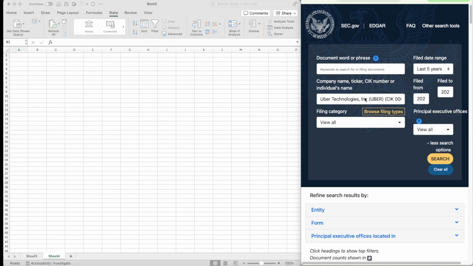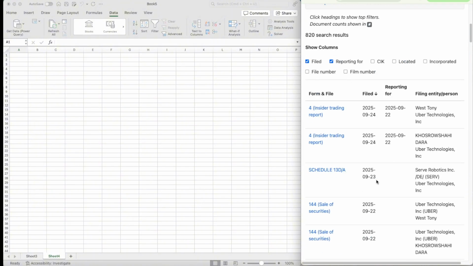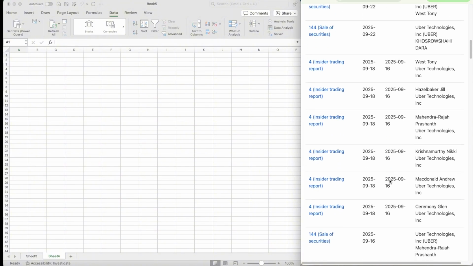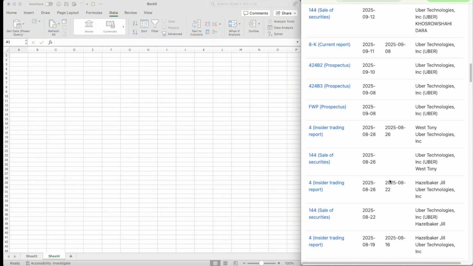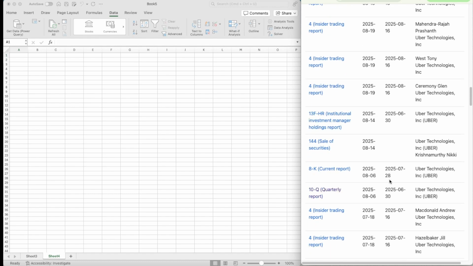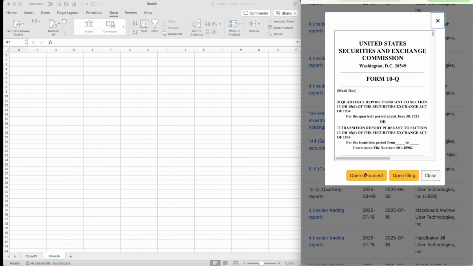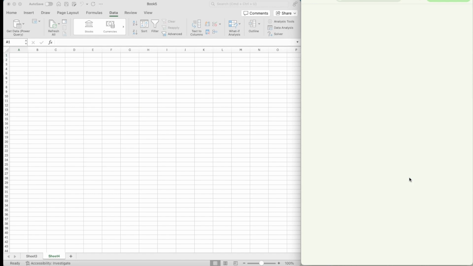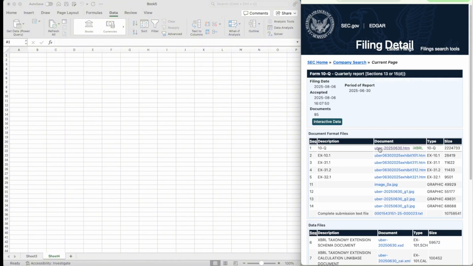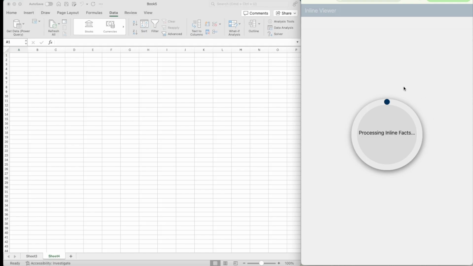So Uber Technologies, let's search for it. We just need the latest 10-K, which is, where is it? There we go. And instead of going open document, let's go open filing. Let's open this one that ends in .htm. It'll take a few seconds to open.